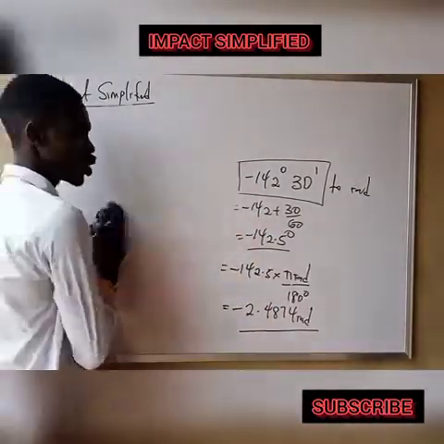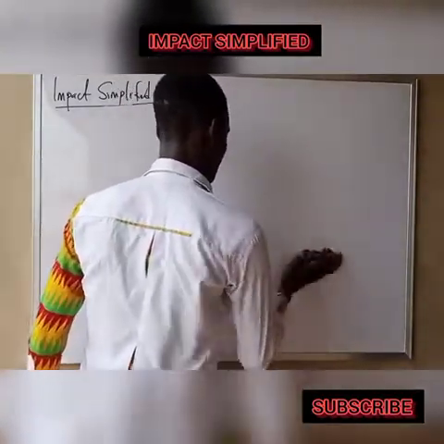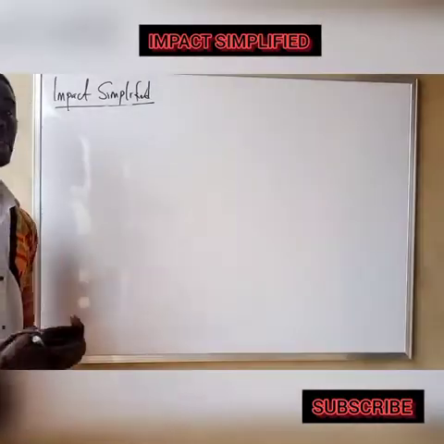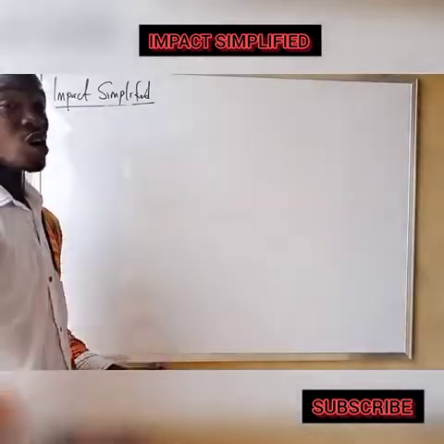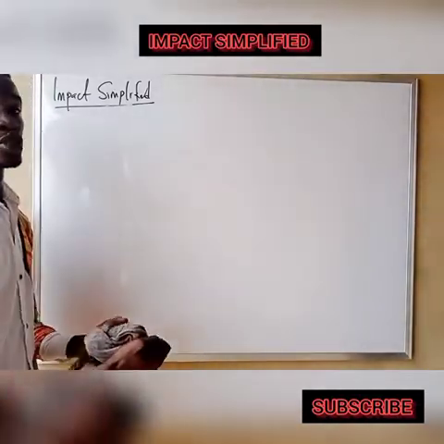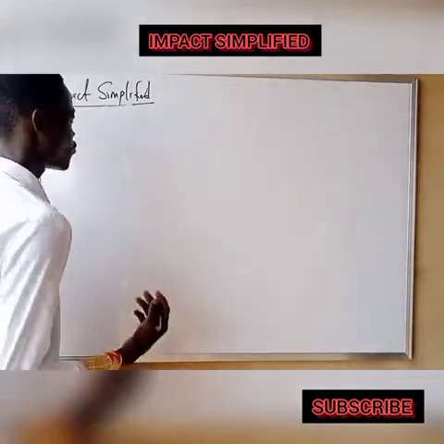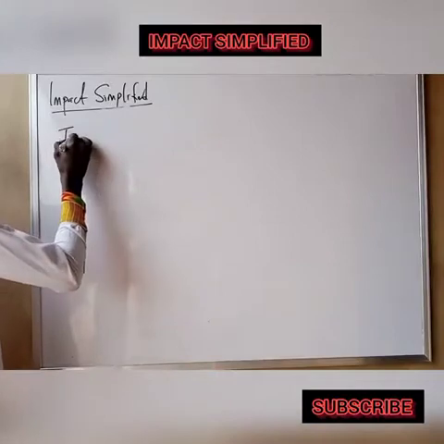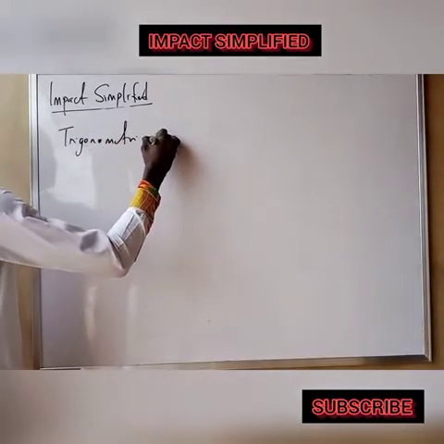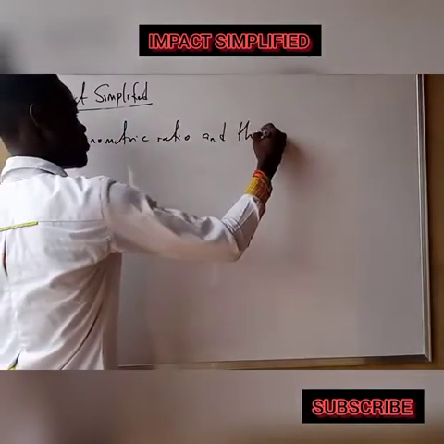Do we get it? So we have looked at how to convert degree to minutes and seconds, and also how to convert minutes and seconds to degree. We have looked at how to convert radian to degree. We have looked at how to convert degree to radian. Now we want to look at the meaning of the trigonometric ratio and their inverse.